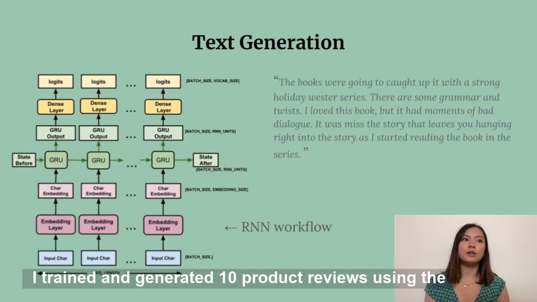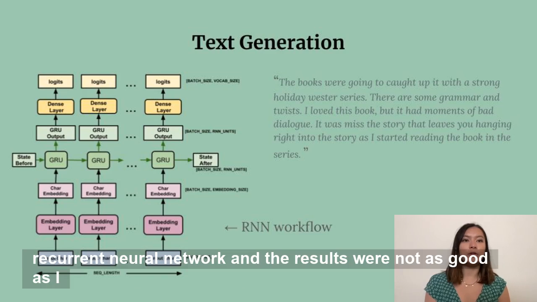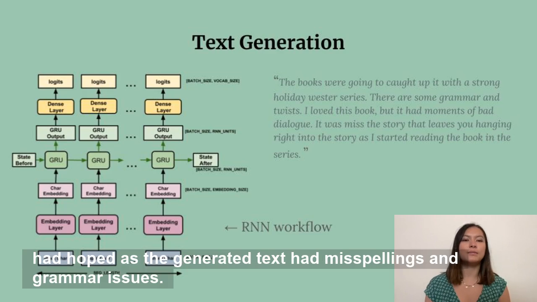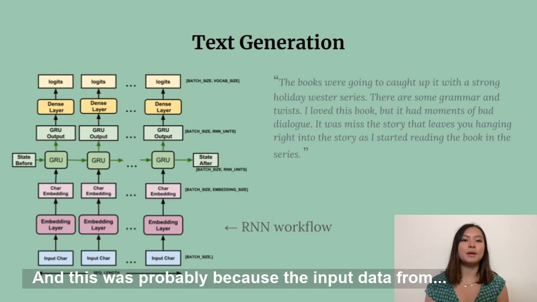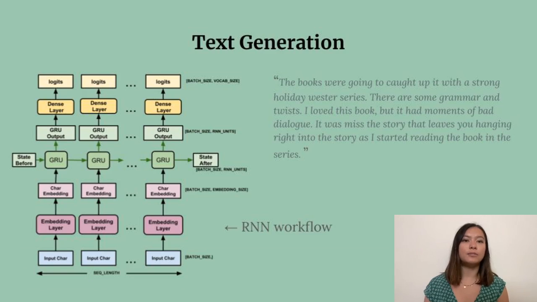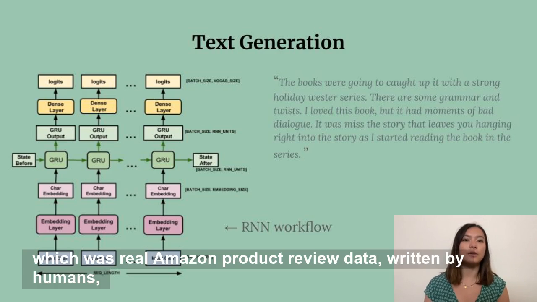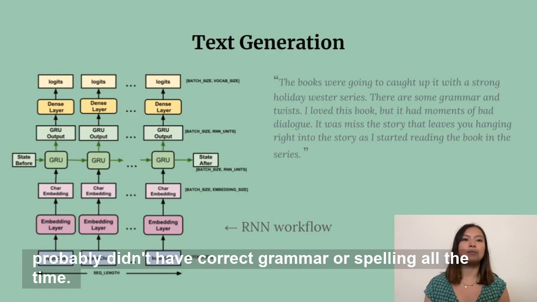So I trained and generated 10 product reviews using the recurrent neural network, and the results were not as good as I had hoped, as the generated texts had misspellings and grammar issues, and this was probably because the input data, which was real Amazon product review data written by humans, probably didn't have correct grammar or spelling all the time.